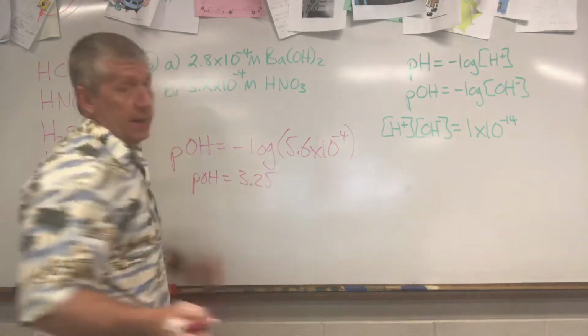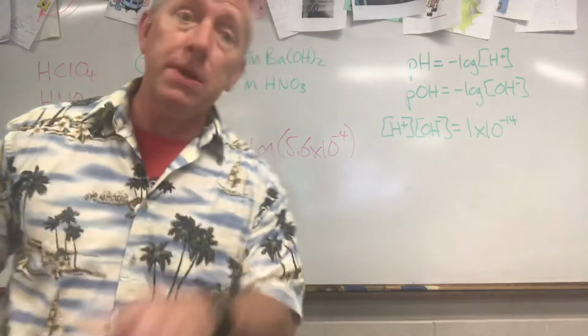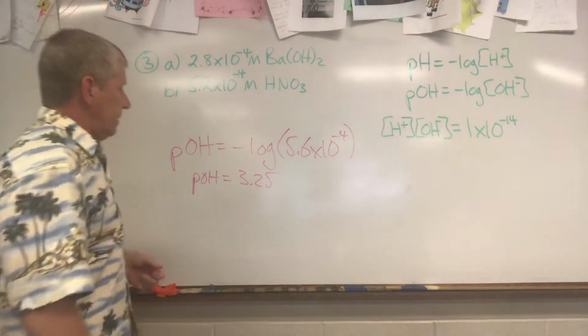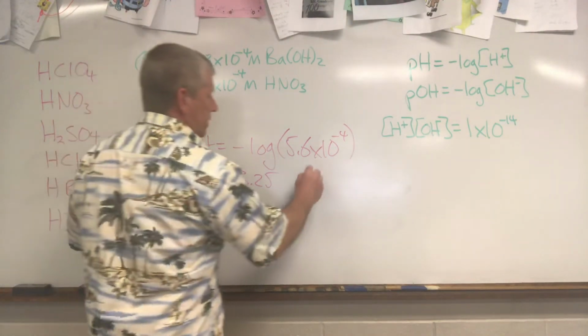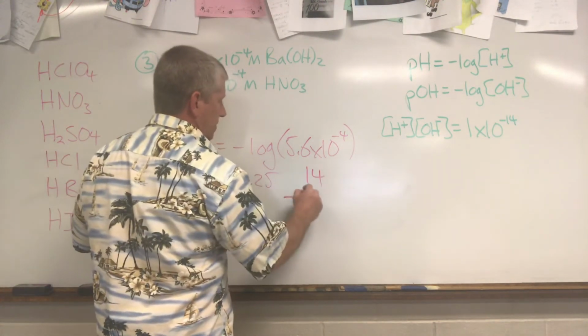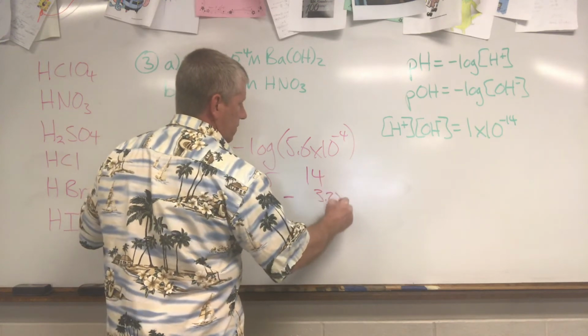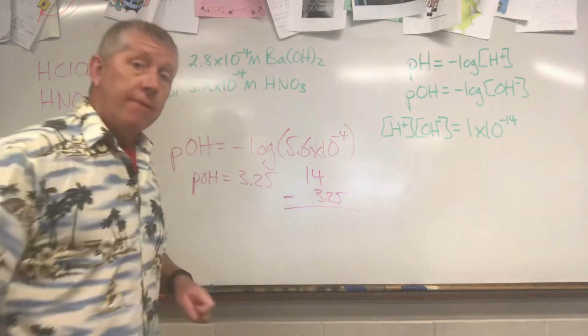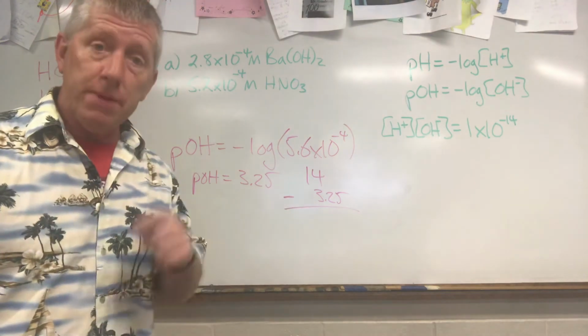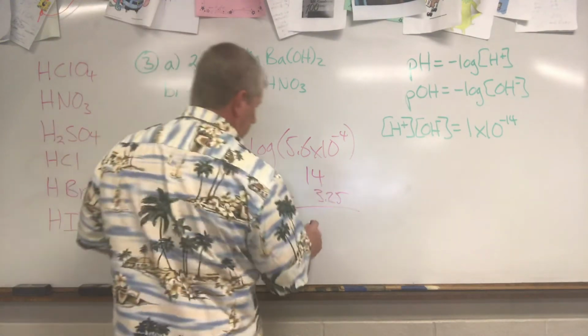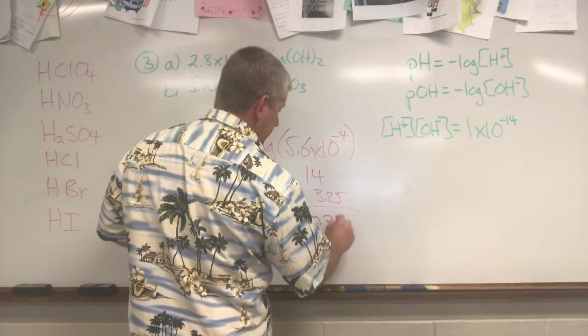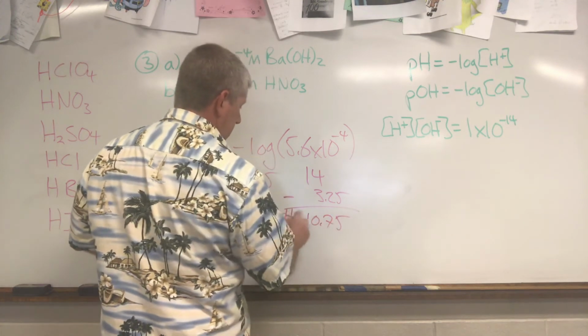Now that's not the answer to the problem. It wants the pH, not the pOH. So how do I get the pH? 14 minus 3.25. I will have the pOH. I'll get the pH from the pOH. So I just subtract those. I'm going to get 10.75. And that's my pH. All right?